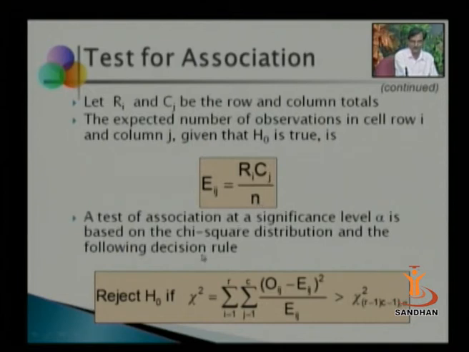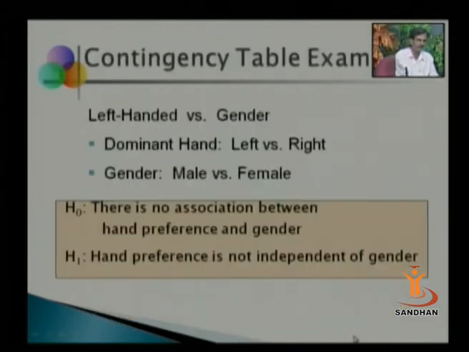If you look at the test statistic, it is similar to the previous one. The only difference is that since we have a two-way table, there is a double summation. So the chi-square statistic is the double summation of Oij minus Eij squared upon Eij, and the decision is to reject H naught if the chi-square calculated is greater than the chi-square table value.